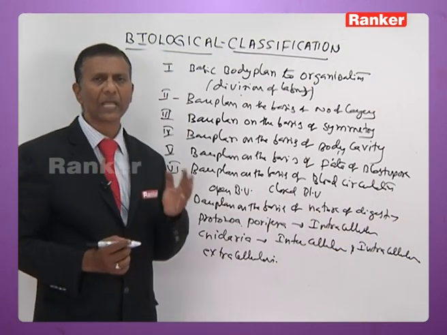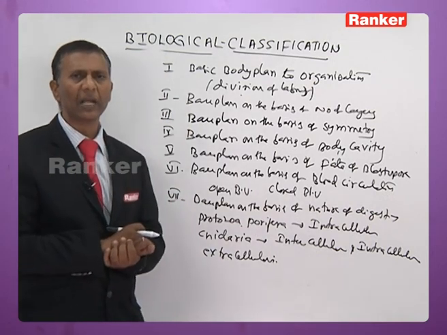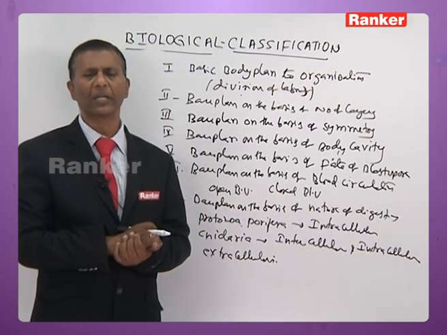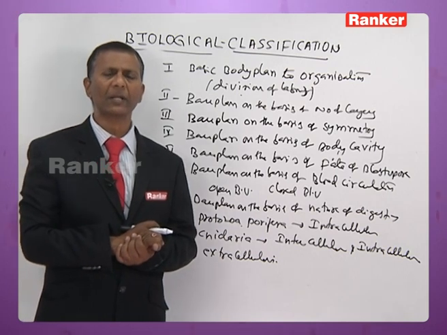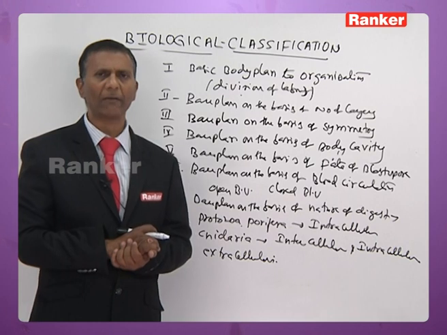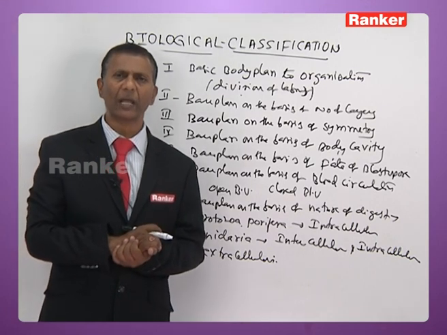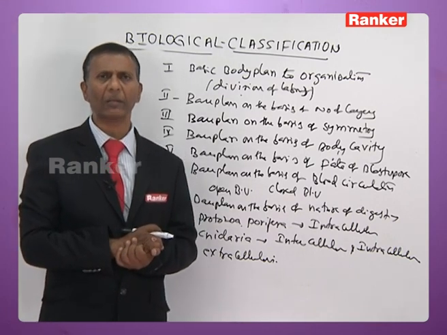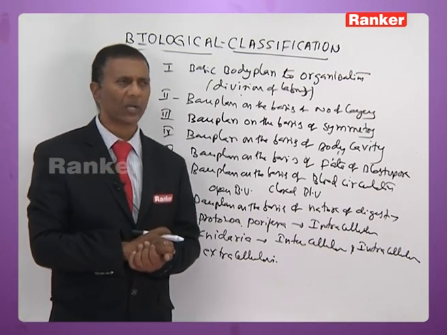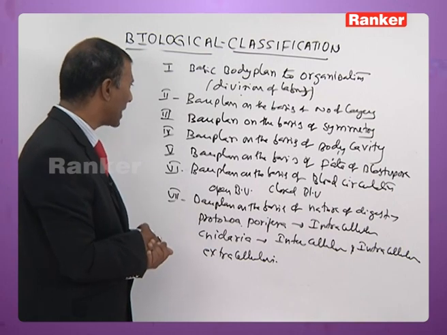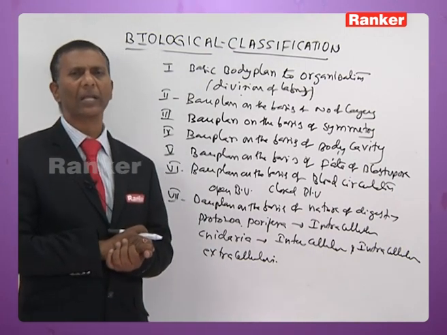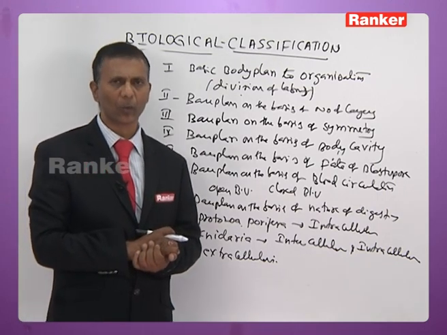Then gut also, sac-like gut is present in platyhelminths. Complete gut is present from nemathelminths onwards. A sac-like gut with a single aperture is present in platyhelminths, because they don't have anus. And for the first time, you find the formation of anus in nemathelminths. So a complete gut is noticed from nemathelminths onwards. So these are the basic body plans. That is, 7 characters are there. On the basis of the 7 characters, the animal kingdom is divided into different groups.